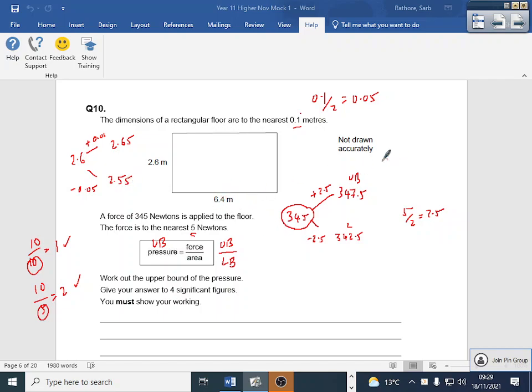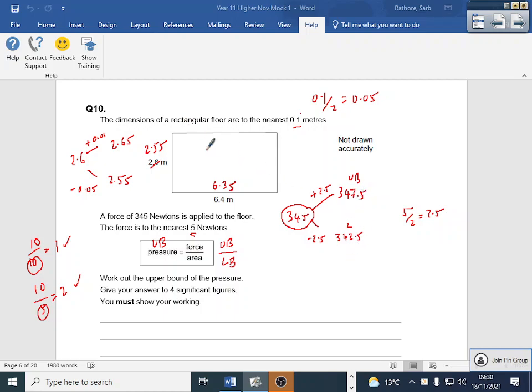Likewise, you could do the same thing here. I'm not going to put it in too much wording, so you want the lower bound, so you're going to use 2.55 for the width, and I'm going to take away 0.05 to get 6.35. Just to state that and state that, you get 1 mark for that, 1 mark for that. Some of you might have got 1 mark or 2 marks, so it's always important. You would also have got 1 mark for here. So you've got 3 marks already without even doing any calculation.